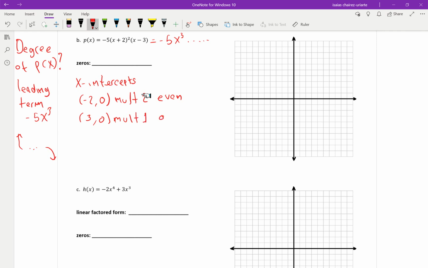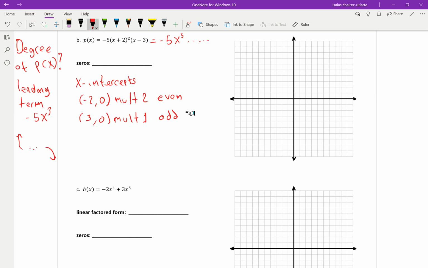That's odd multiplicity. And this negative 5, technically it is also a factor of my polynomial, but I would have to set it equal to 0, and then I would have an equation that says negative 5 equals 0, which is not true. So that really doesn't correspond to an x-intercept. So I only have two x-intercepts, one at negative 2, whose multiplicity is even, and one at 3, whose multiplicity is odd. Let me try to put all of this together.